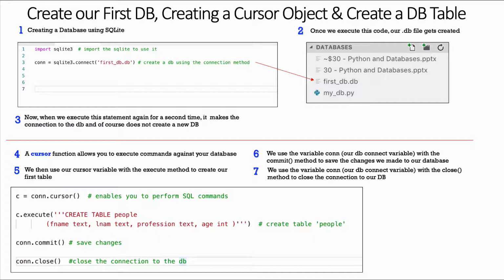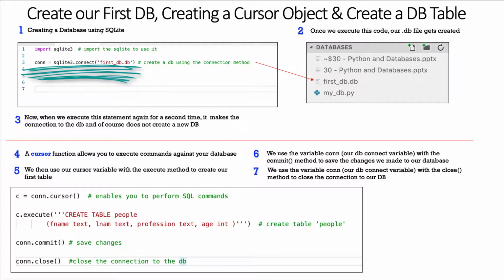So we start at the upper left-hand corner. We create a database using SQLite. The first thing we have to do is to import SQLite with the import statement. So simply import sqlite3. Then we create our database using the connect method. So we've chosen the variable conn, C-O-N-N, equals sqlite3.connect, and we pass it the name we choose for our database.